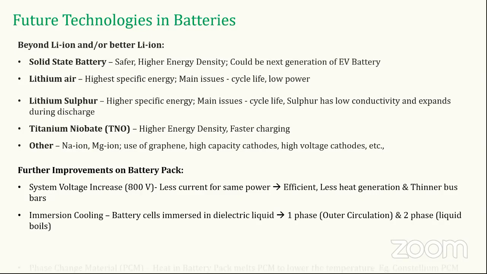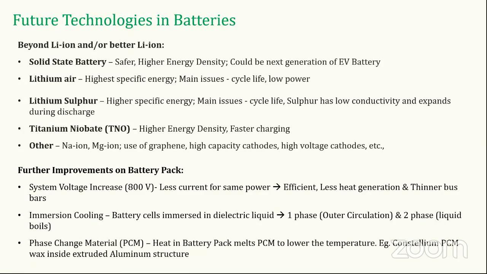The last cooling efficiency method we could see here is the phase change material. The heat in the battery pack melts the phase change material to lower the temperature. One such example is a PCM wax extruded inside the aluminium structure.